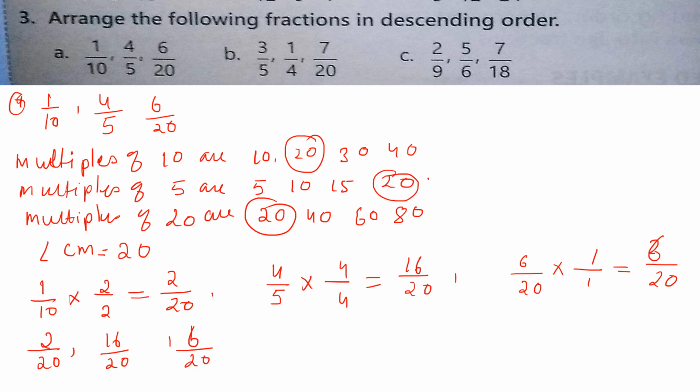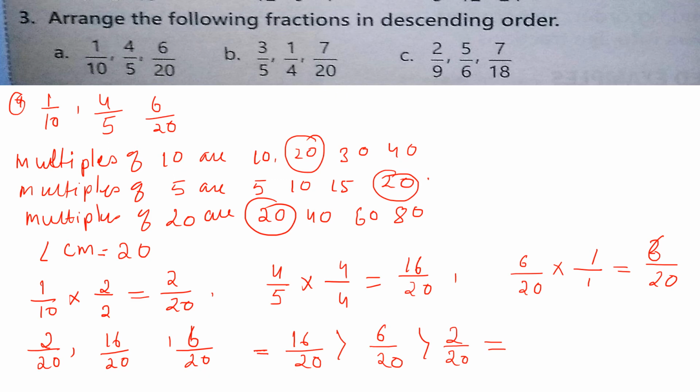Now what we have to do? Descending order is big to small. So which one is the bigger? 16 by 20, then 6 by 20, then 2 by 20. Now we have to write the real numbers, meaning the actual question.